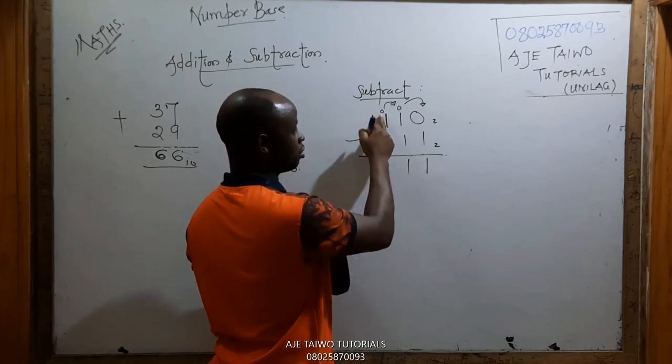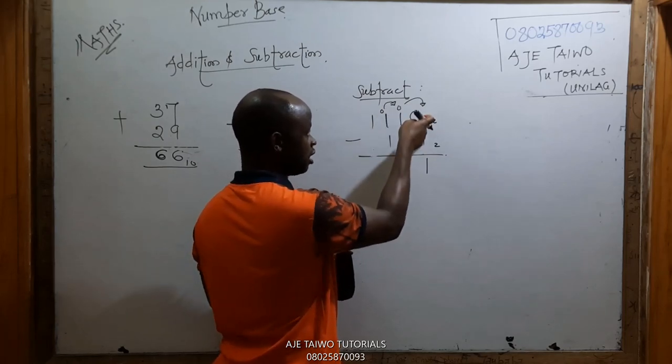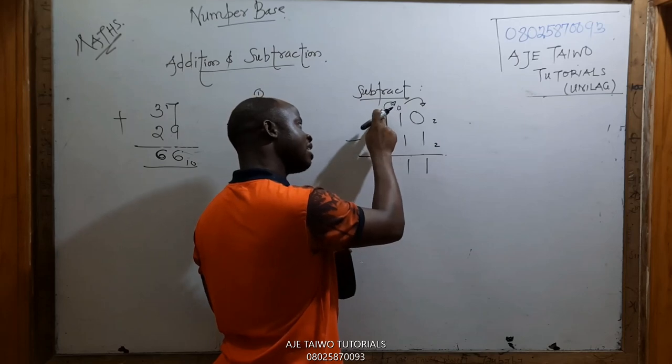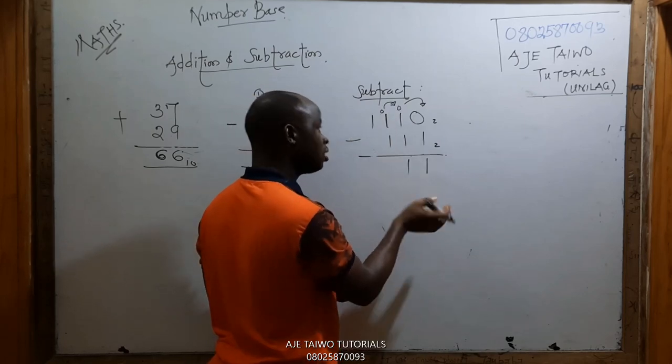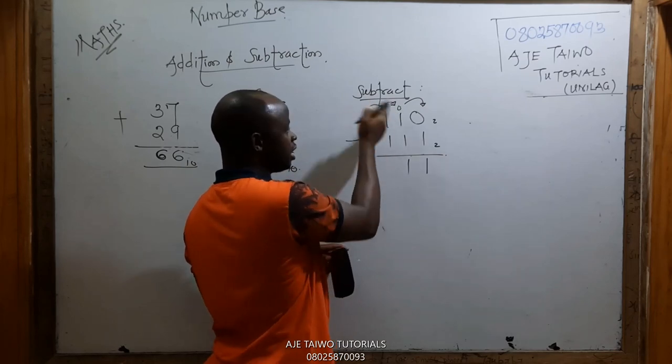Here is left with 0, you have borrowed it. You have borrowed what was here, you have borrowed it here. Now you are borrowing, this one is not left with 0. So you have 0 minus 1, it's not possible. So you now have what? Borrow 1 from here to here again.